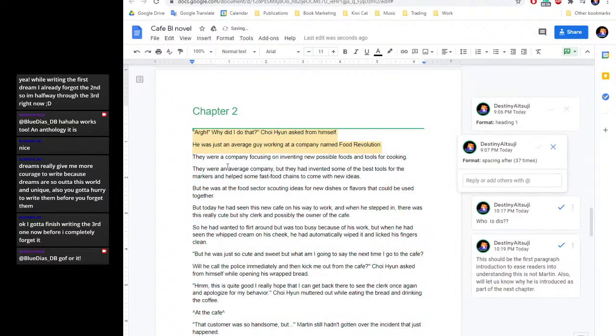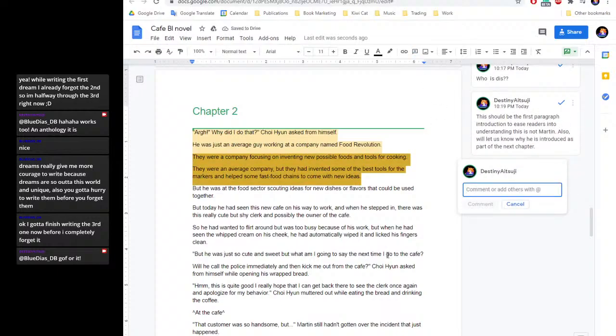So the company focused on inventing new possible food and tools for cooking. Okay, so we get Food Revolution. And then they were an average company, but they had invented some of the best tools for the market. So, okay, this is actually telling in this sense. I want to know, for example, what are some of the best tools that they created? What are things that people know them for that they brag about? Oh, we have made several hundred million in sales in the last year, and we're ranked in Forbes, even though we are a company of only 20 people, etc., etc.